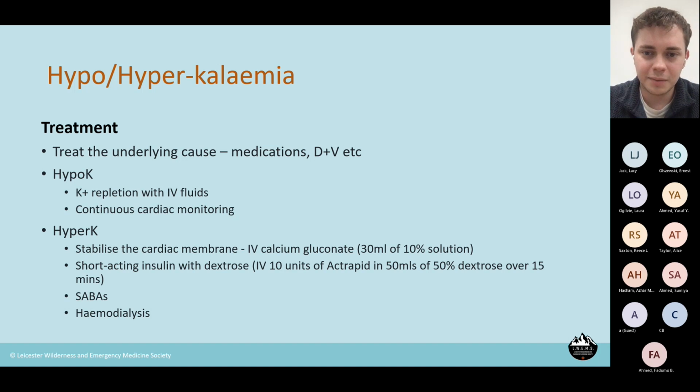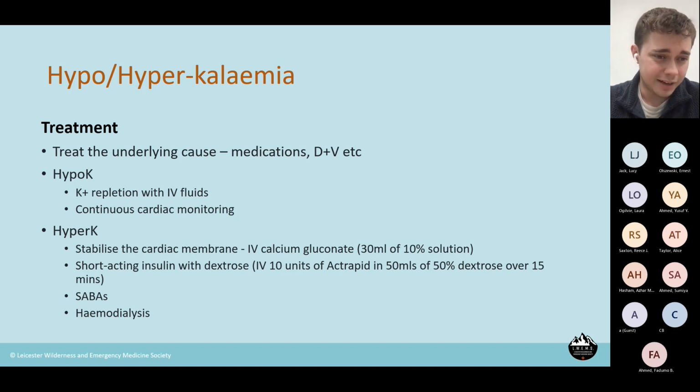And then once you've stabilized the cardiac membrane, you want to shift the potassium intracellularly to get it out of the bloodstream. So you give short-acting insulin like Actrapid with dextrose. The regime in Leicester is 10 units of Actrapid in 50 mils of 50% dextrose over 15 minutes. That shifts the potassium intracellularly to lower the serum potassium, and it's given with the dextrose to prevent hypoglycemia from the insulin.